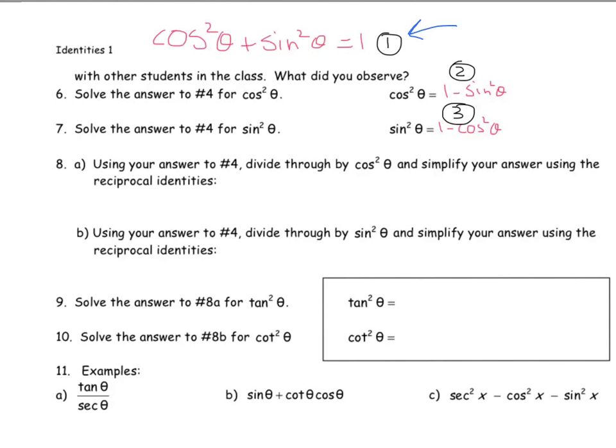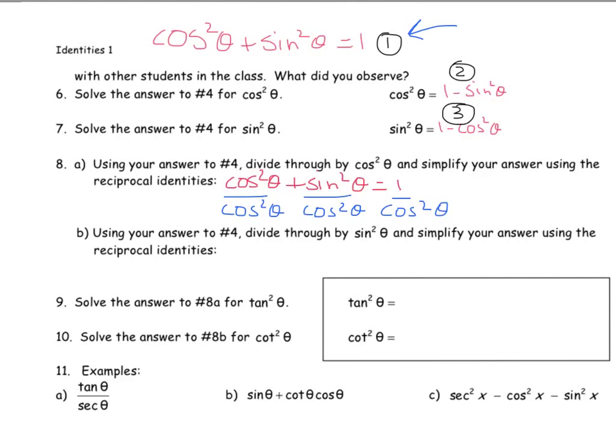All right, let's see what we get here. We're going to start with cosine squared plus sine squared equals 1. And we are going to divide everything by cosine squared. All right, let's see what we get.